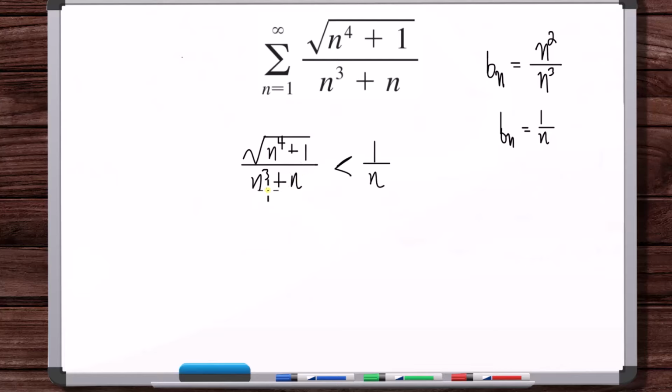Because we're thinking about it like the square root of n to the fourth over n cubed is this. So the only difference is the plus 1 up here and the plus n down here. And the plus n is going to mean that this is always less than this. Okay, so this diverges, and so this test is inconclusive. So in that case, let's just go to the integral test, and we can use our calculator.